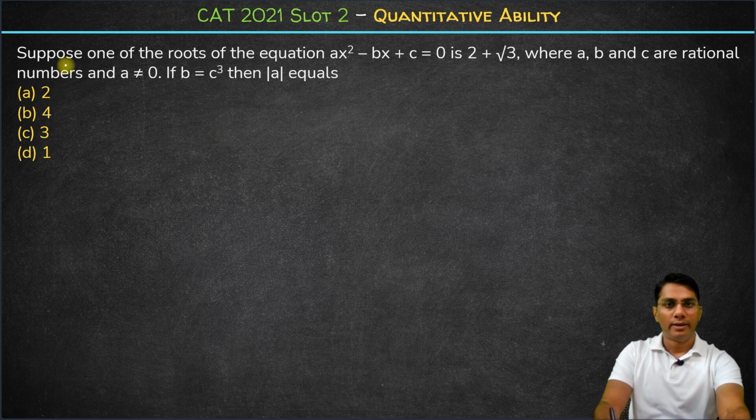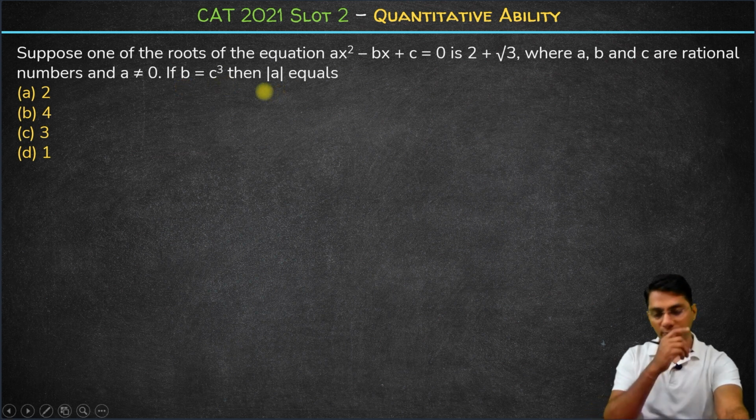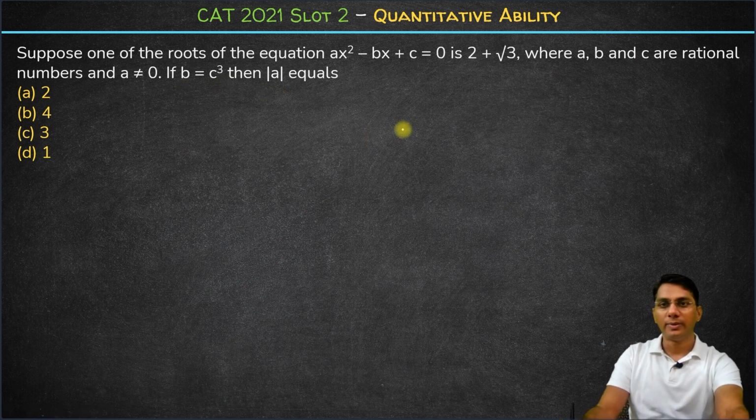Hi, here we have, suppose one of the roots of this quadratic is 2 plus root 3, where a, b, c are rational numbers and a is not equal to 0. If b is equal to c cube, then mod of a is equal to what? Okay. So here you have a, b, c are rational numbers.